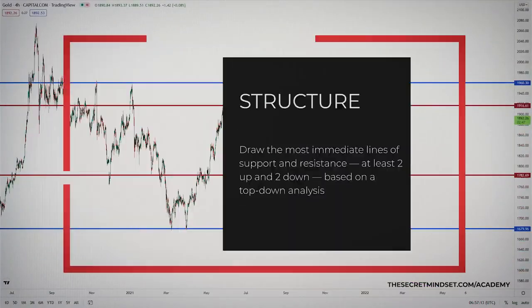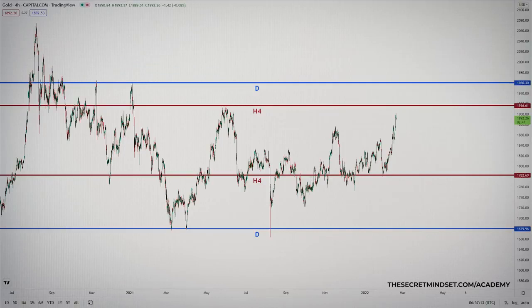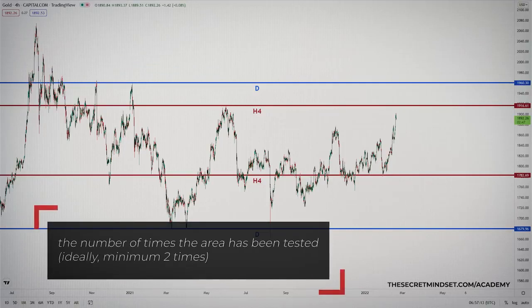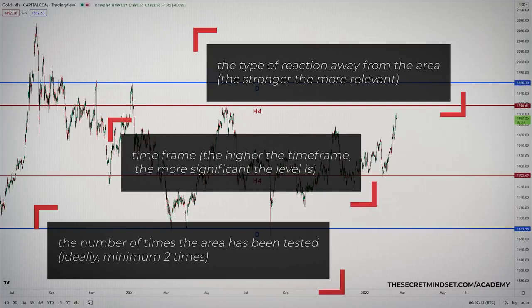Another important exercise you must perform is to draw the most immediate lines of support and resistance, at least 2 up and 2 down, based on a top-down analysis. They should be obvious to spot. Here, you must take into account the number of times the area has been tested, ideally minimum 2 times, the type of reaction away from this area, the stronger, the more relevant, and the time frame. The higher the time frame, the more significant the level is.